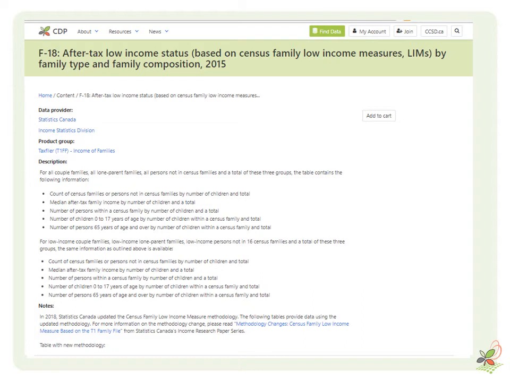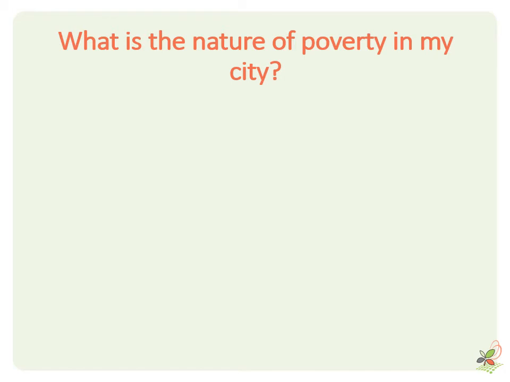Here is another example. A policy analyst at a medium-sized Canadian city is part of a task force looking at poverty reduction strategies. Her question is, what is the nature of poverty in my city? The task force wants to know so they can curate policies and programs to help people move out of poverty. The policy analyst needs information about people in her city.